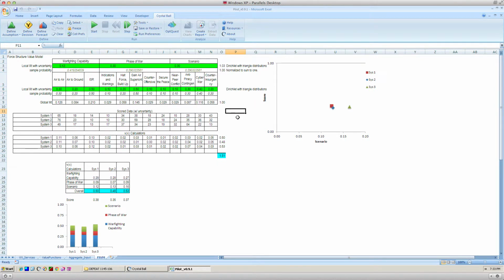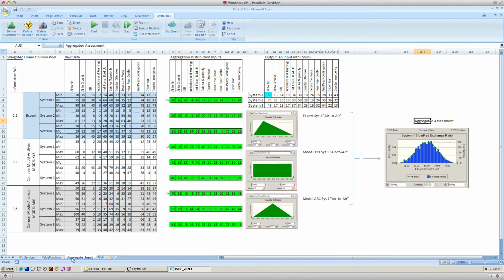Now, that's how we deal with uncertainty in value preferences and weights in a model. Let me tell you how we deal with differences in scoring. This is a pretty interesting technique here that we've developed.